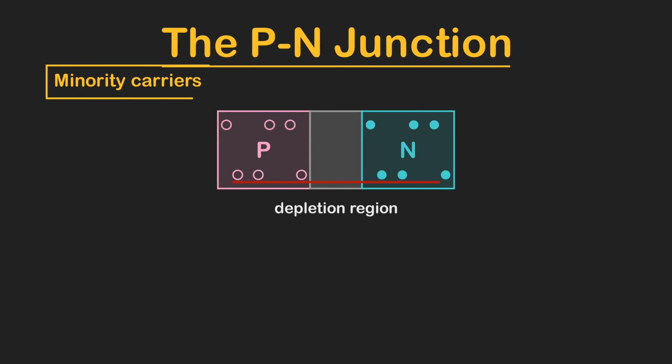Now hold on to one phrase, because it will matter later. Minority carriers. In p-type material, electrons are the minority. In n-type material, holes are the minority. There are not very many of them. But inside a transistor, they do all of the real work. Keep that idea in mind.